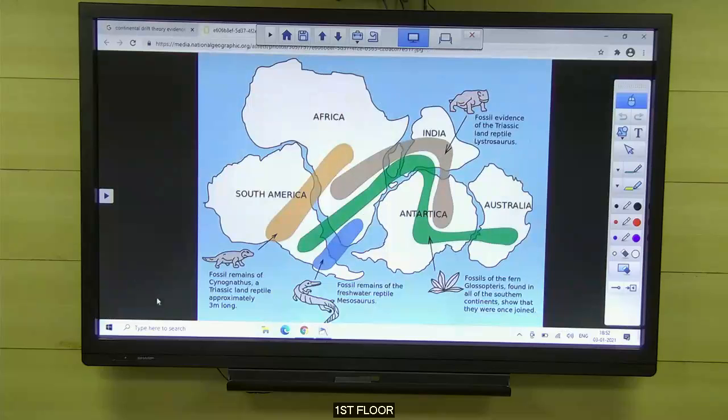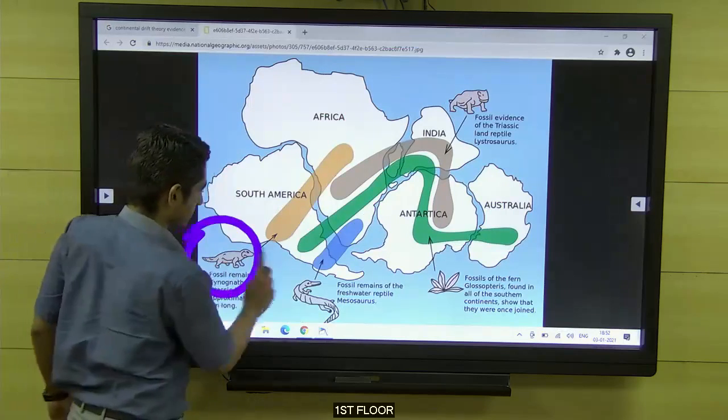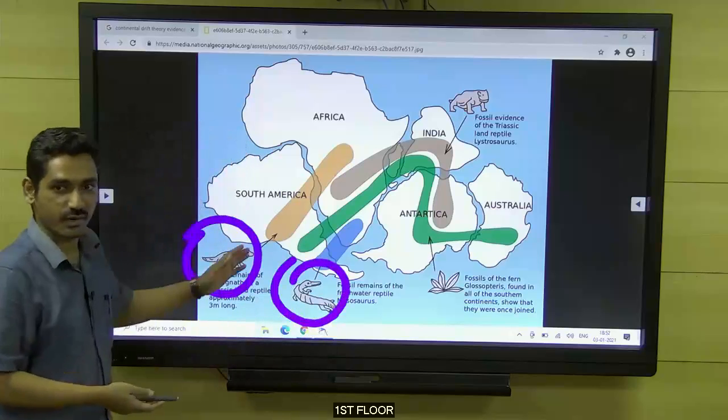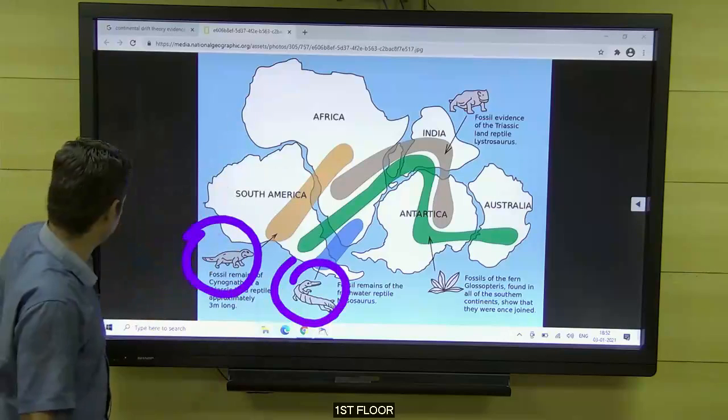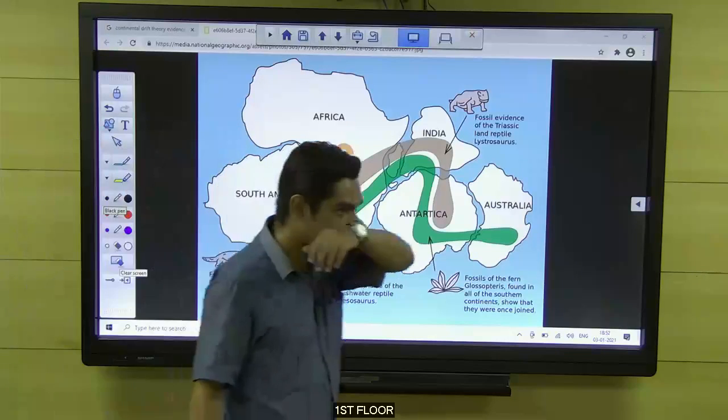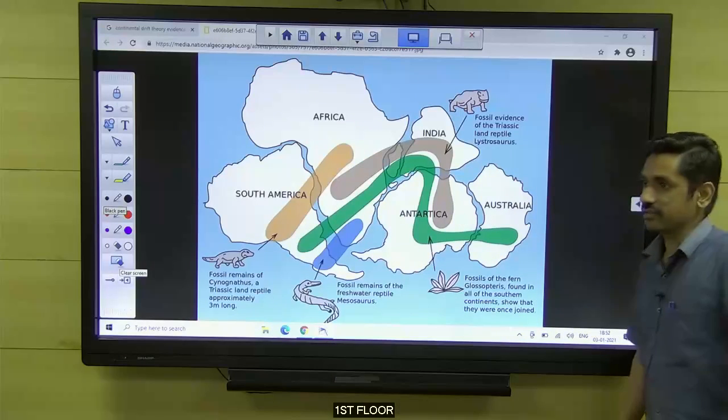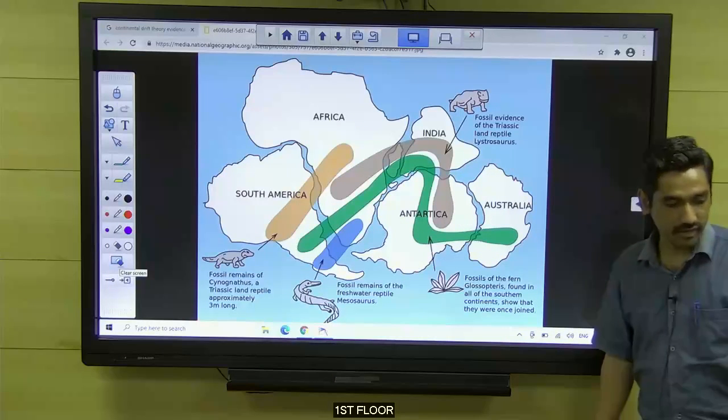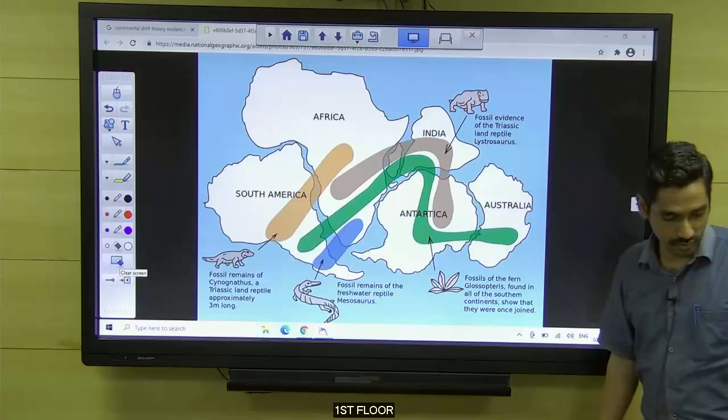See, when I ask you to draw this diagram, please don't draw these things and all. That is not required. The outline of the continents, that alone. Just the outline. South America, Africa, India, Antarctica, and Australia. Just the outline. Try drawing.